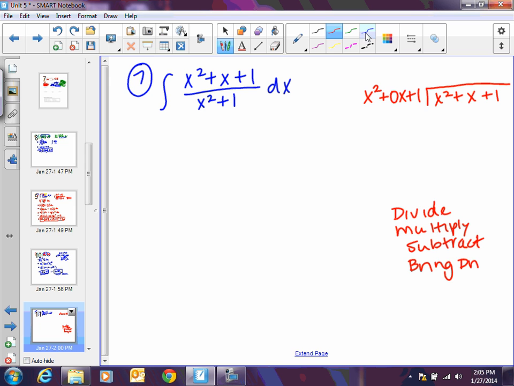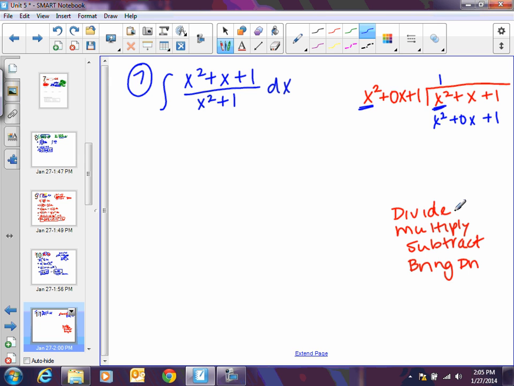And we're going to go through the steps: divide, multiply, subtract, bring down. Okay, so when you divide, just look at the leading terms. X squared goes into x squared how many times? Once. 1 times x squared, 1 times 0x, 1 times 1.